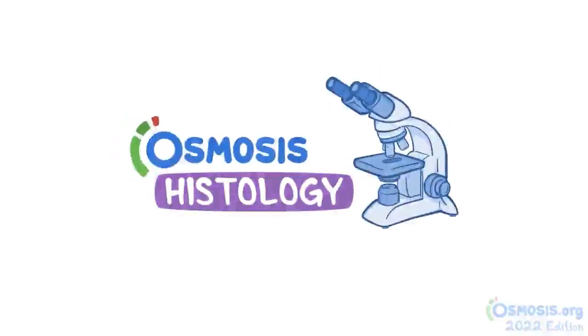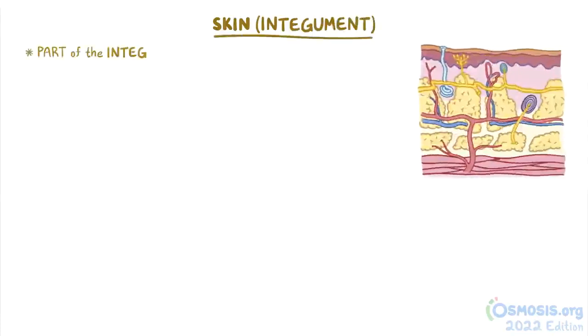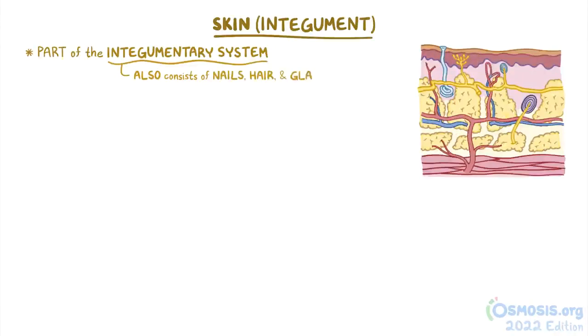Now, let's get a closer look. The skin covers and helps protect the body from its environment. It's also known as the integument, which is part of the integumentary system. The integumentary system also consists of structures that are derivatives of the skin, such as nails, hair, and glands within the skin, like sweat glands.